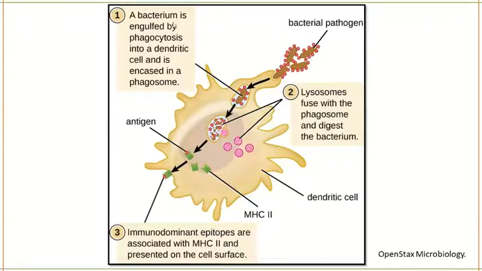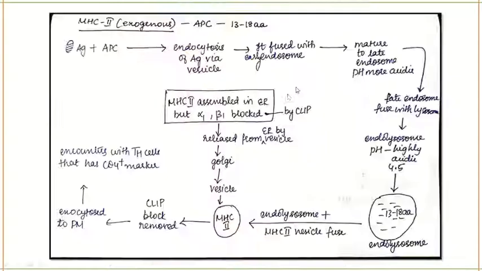So a bacterium will be engulfed by phagocytosis into a dendritic cell, and it is encased in a phagosome. Next, it will fuse with the lysosome, and the bacteria will be digested, and the protein antigenic fragments will be broken down. Then they will be presented on MHC2 molecules. It is a very simple diagram. The process is this big. You can see here I have written it step by step. If you want, you can take a screenshot of the process.